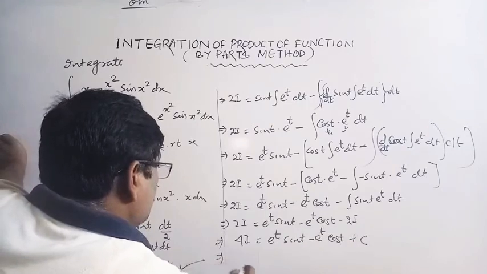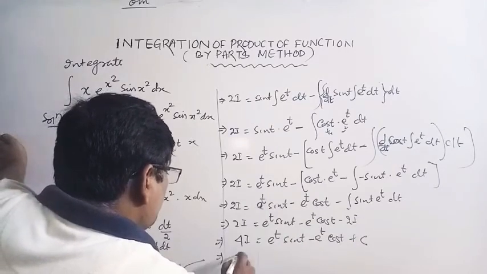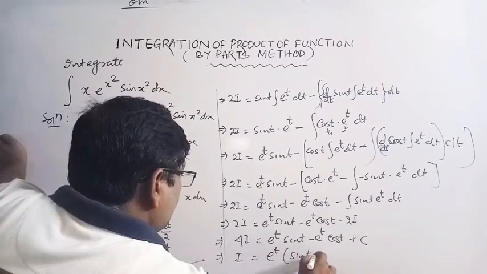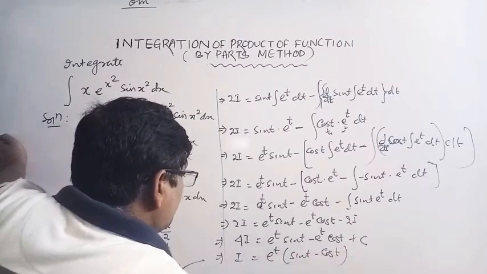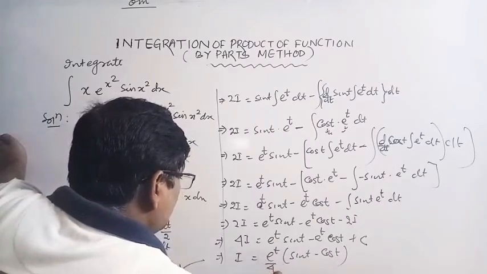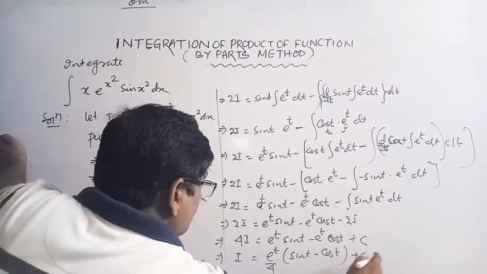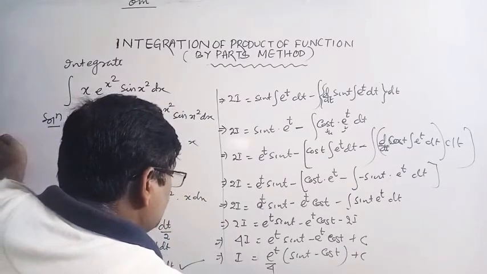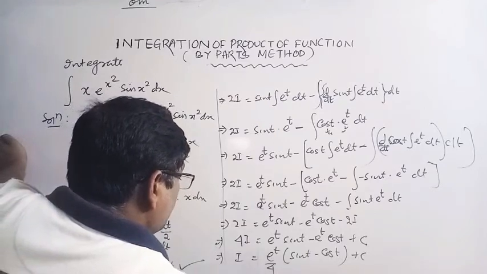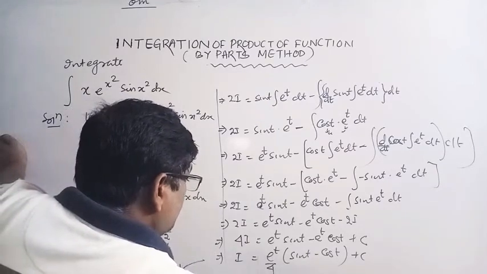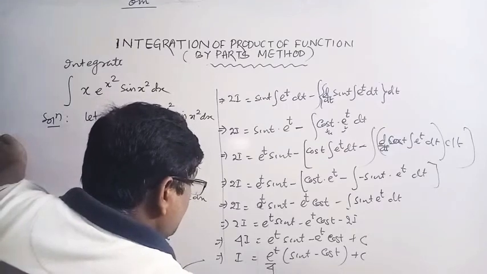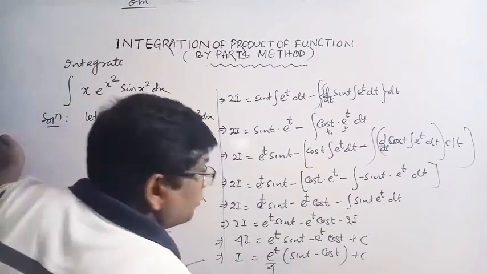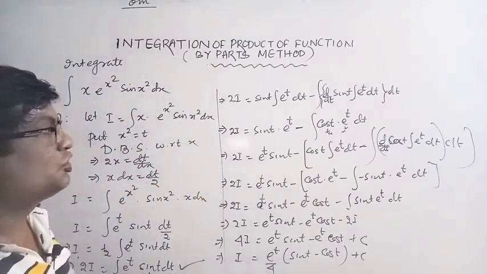Now I is equal to, take e to the t common, (sin t minus cos t) divided by 4. Clear? Plus c. Constant by 4 is another constant. So what is t? That is I is equal to e to the power x square by 4 into (sin x square minus cos x square) plus c. Okay, this is the solution of the question.